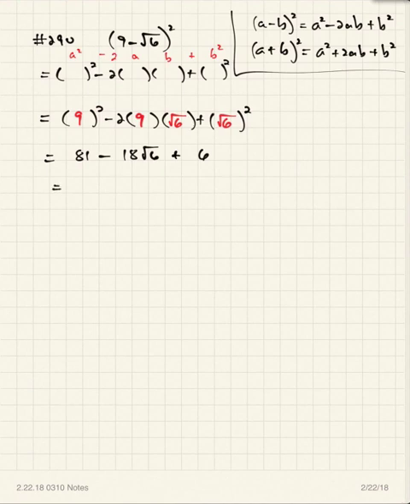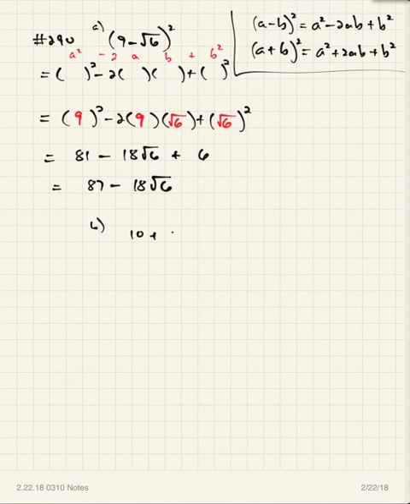And then add the 81 and the 6, and you get 87. 87 minus 18 times the square root of 6. And then you've got it squared out, right? It really is going to be helpful if you can go through this kind of a process. Now this was 290 problem A, so we're also going to look at problem B.